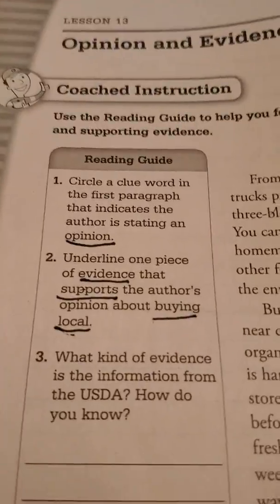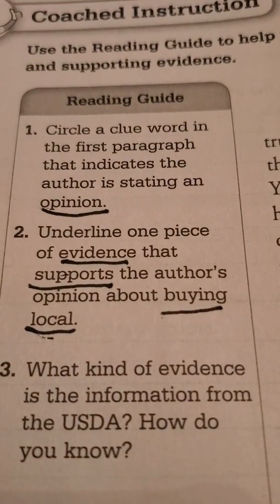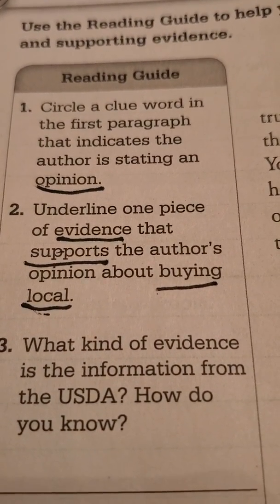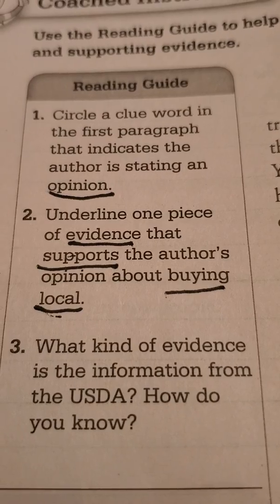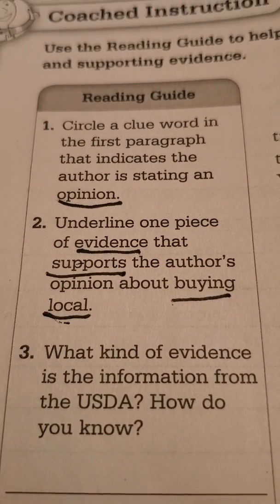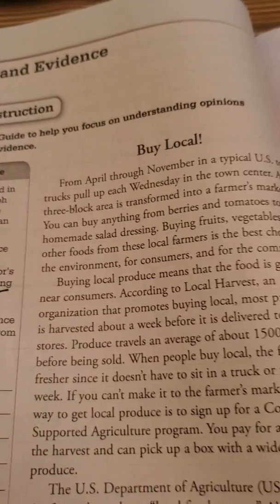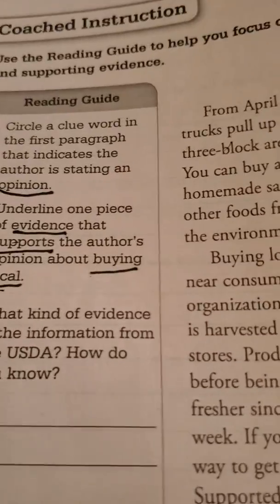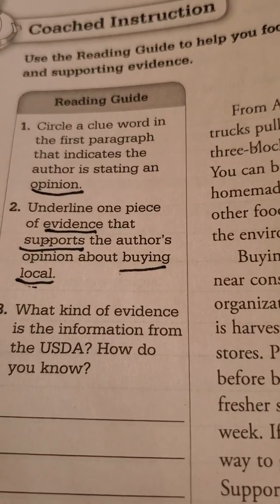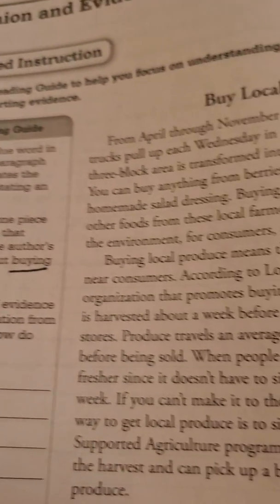Okay. So let's go back to the reading guide and let's start with number 1. Circle a clue word in the first paragraph that indicates the author is stating an opinion. So we know an opinion is a personal belief that can't be proven true.